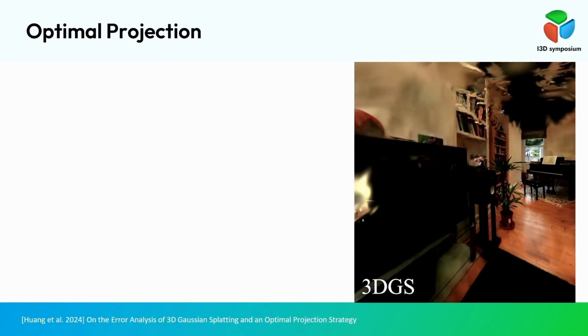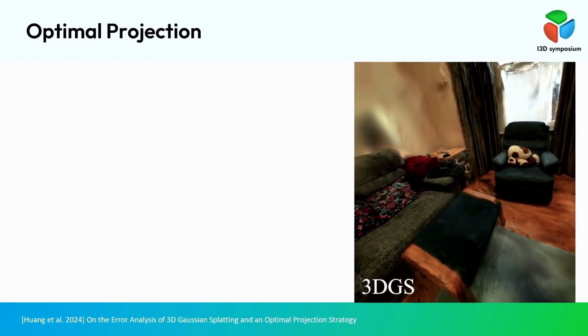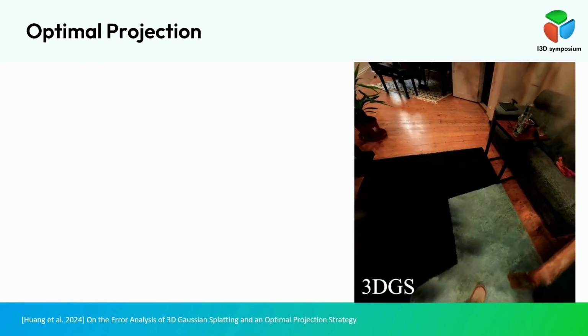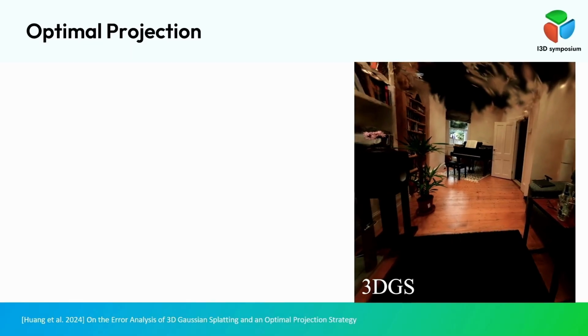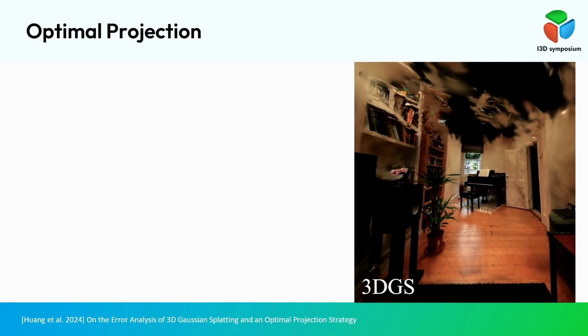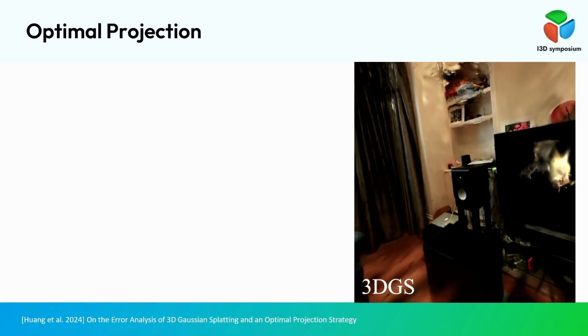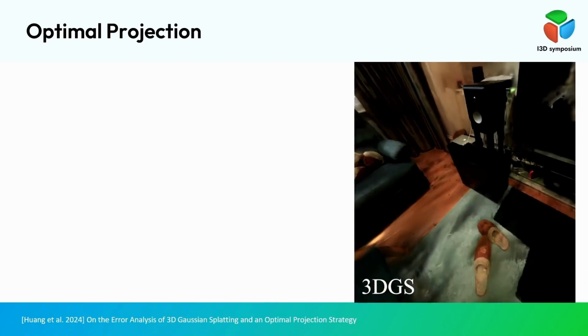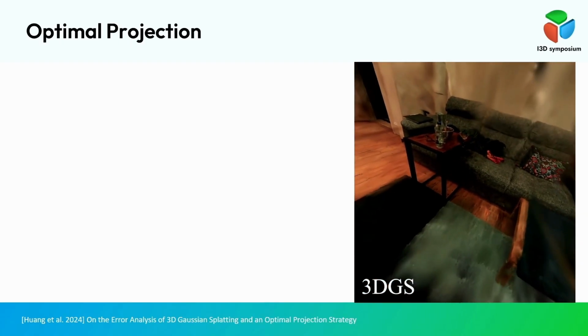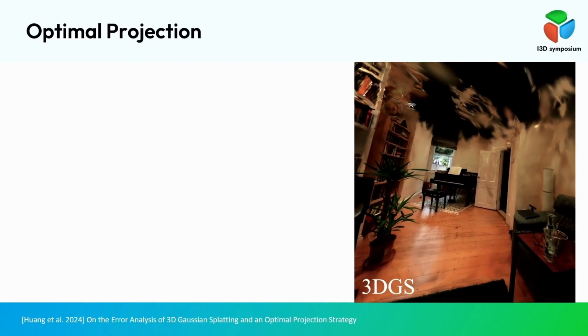For the second quality issue, it's demonstrated in this video. You can see there are large black Gaussians floating in front of the camera. And this is caused by the inaccurate projection approximation.